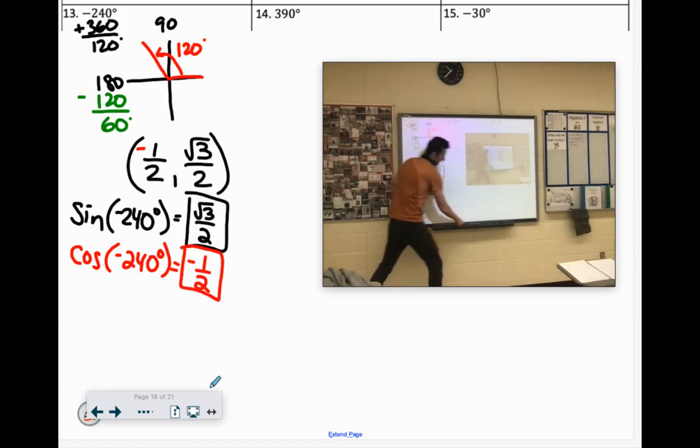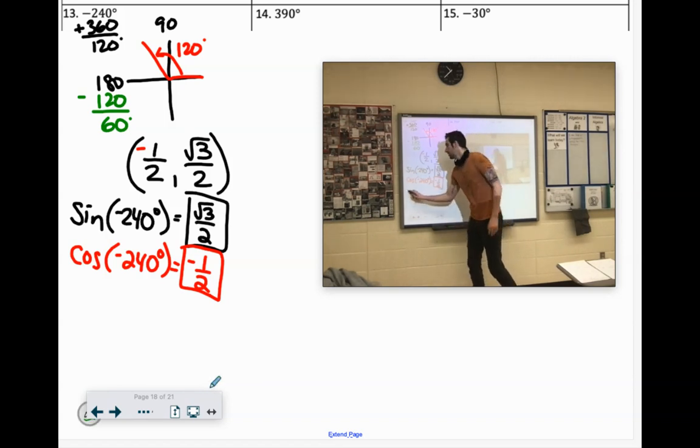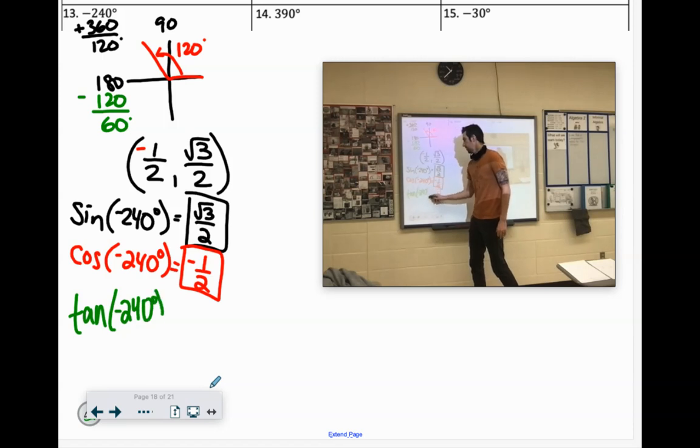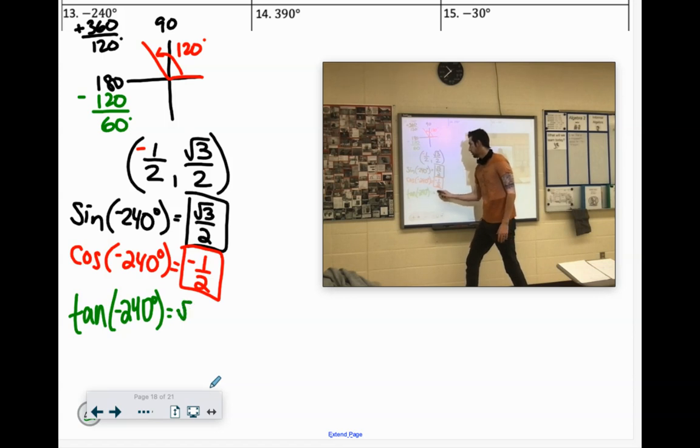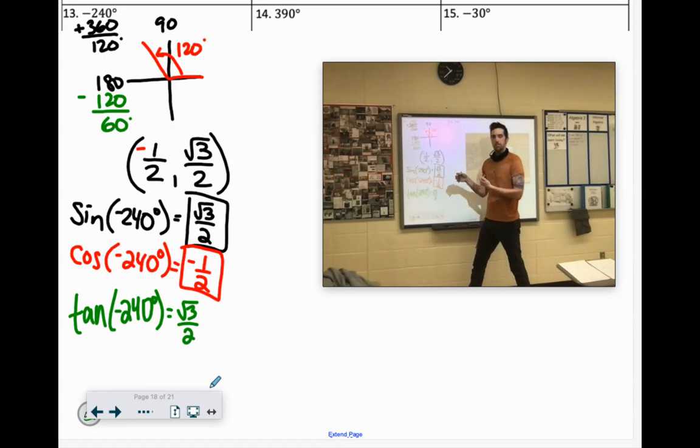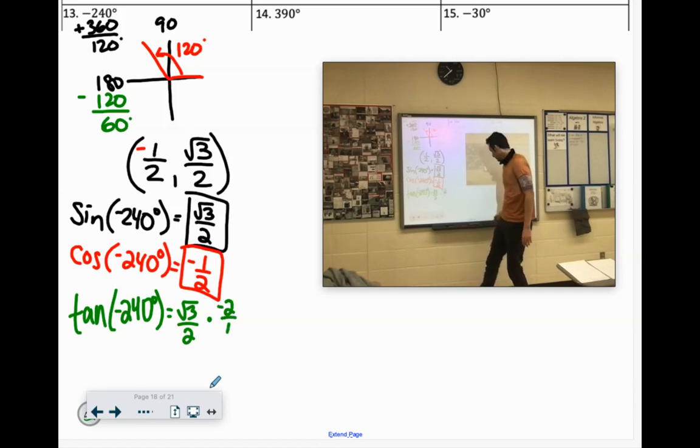So the tricky part is the tangent, because we're going to divide them. So we are going to do y divided by x every time. So root 3 over 2. But remember, we're going to change it, because it would be divided by negative 1/2. We're going to change it to multiplied by, and then use the reciprocal, negative 2 over 1. So if we simplify, I see the 2 and the negative 2. So now our denominator is 1. Our numerator is root 3 times negative 1, which is just negative root 3.